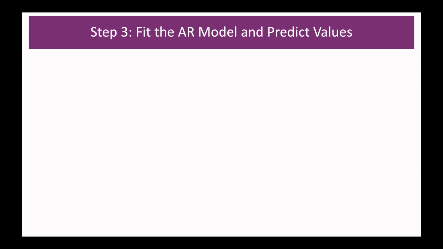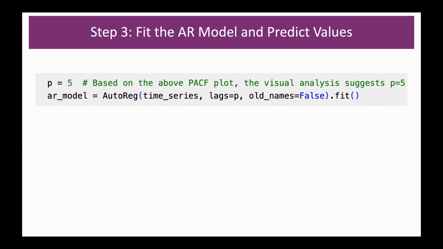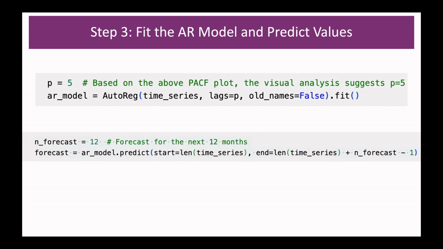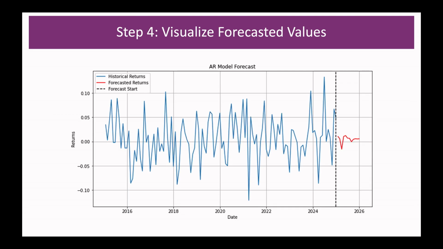Next, I trained the autoregressive model, predicted values for the next 12 months of return, and visualized the actual and predicted values on the same plot, as you can see here. The results look reasonably good for such a simple model.